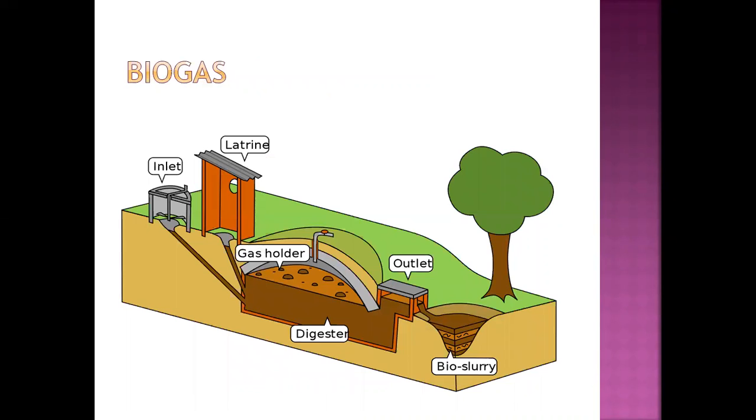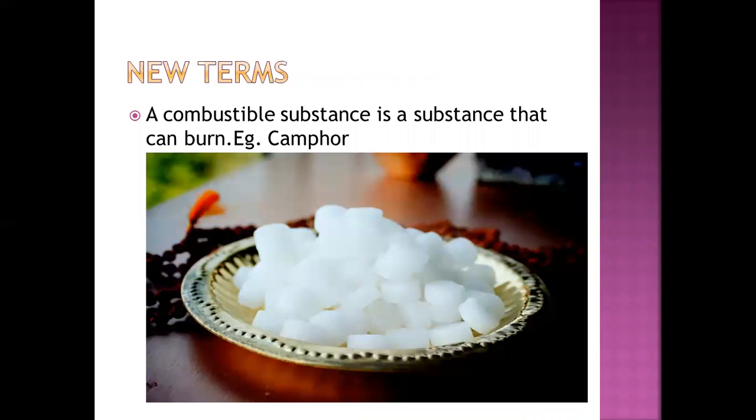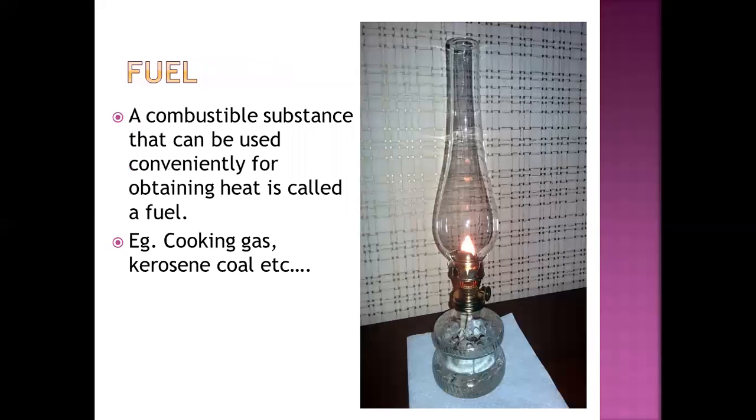Then there are some people in the villages who have got biogas. Now there are two new terms in this lesson. One is a combustible substance. Now what is a combustible substance? It is a substance that can burn. For example, camphor. Please check with your parents what you say it in your own languages. It is used mostly in pujas, so it is used for burning. So camphor here becomes a combustible substance. Any substance which burns is called a combustible substance, and camphor is one example.